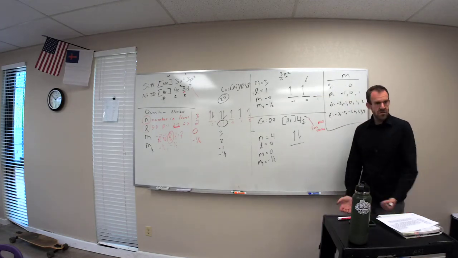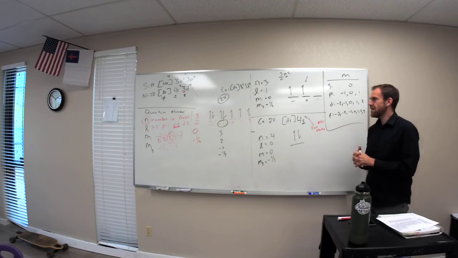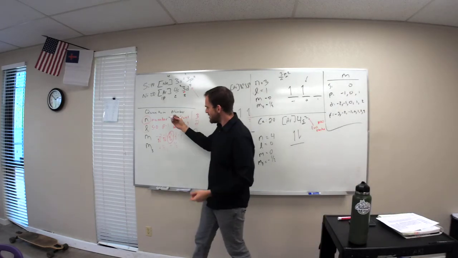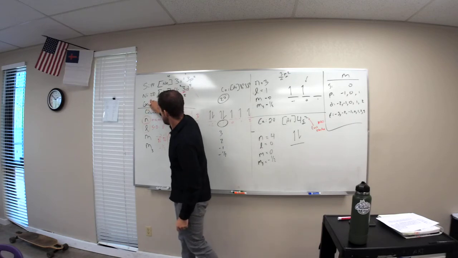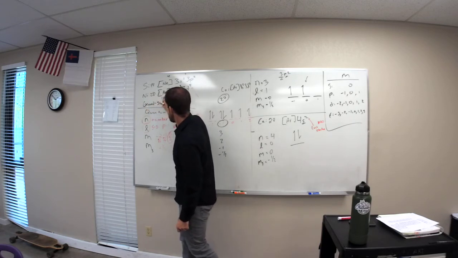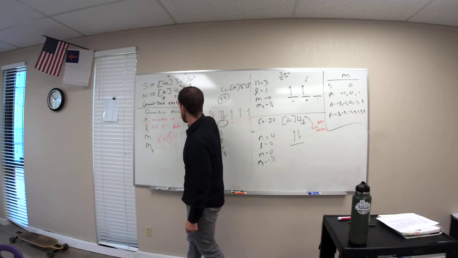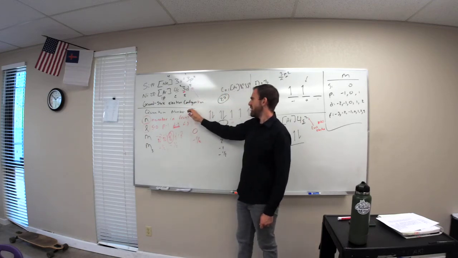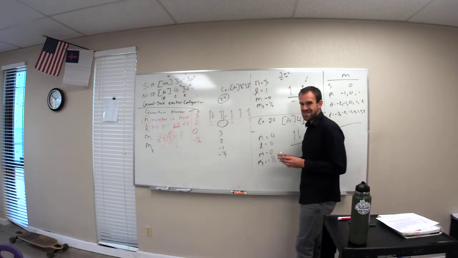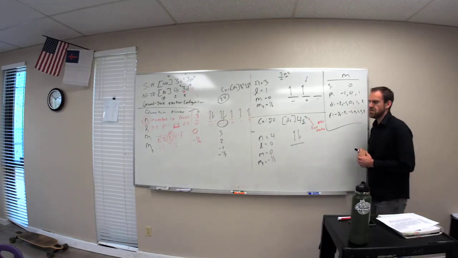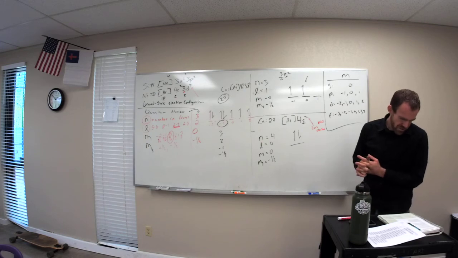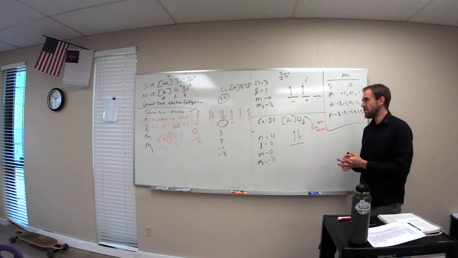Okay, so now we've learned a couple of things. We've learned how to make this, which is called the ground state electron configuration. We've learned how to define the quantum number of the last electron we placed. Now, I've already been doing it, but we are going to learn the abbreviated orbital notation.